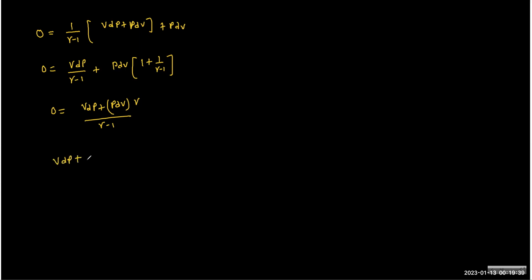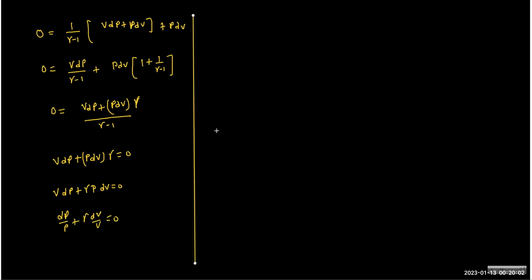VdP plus PdV into gamma is 0. And this is PV. So, I mean, unnecessary, but you can divide by PV both sides. And now the variables are perfectly rearranged. You can integrate both sides.